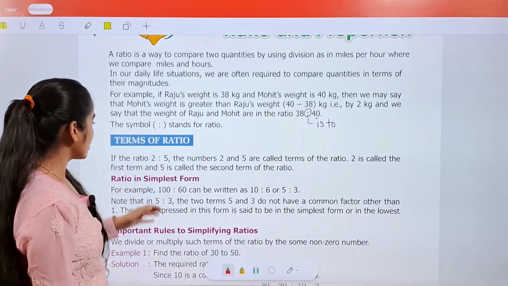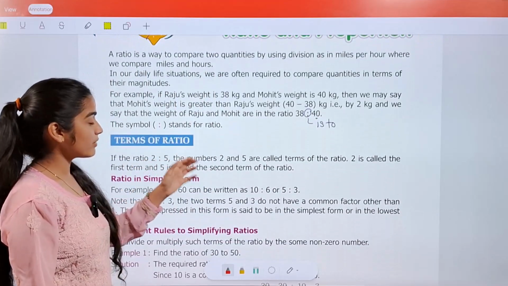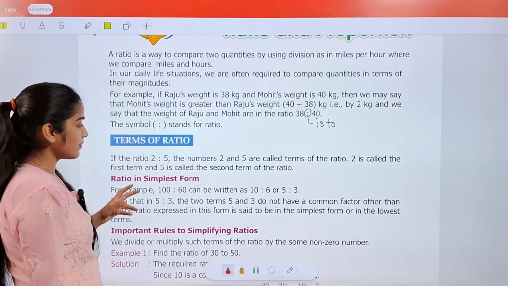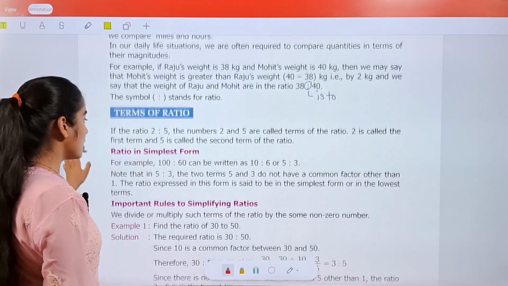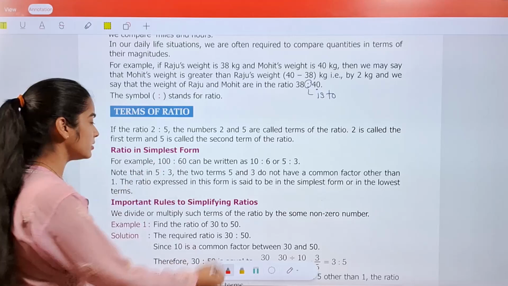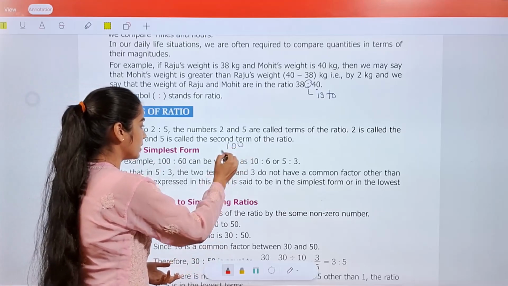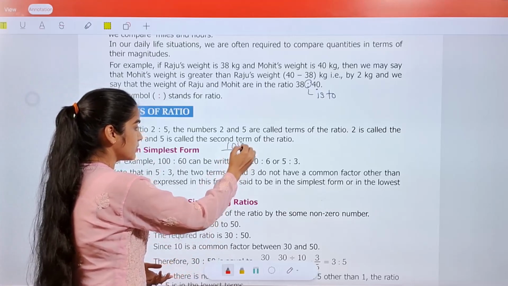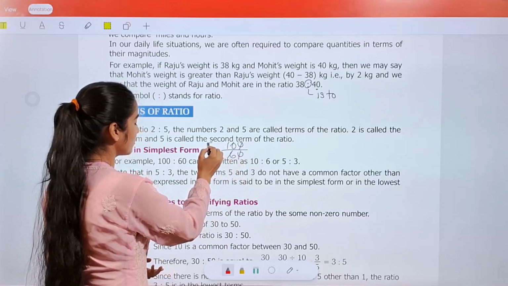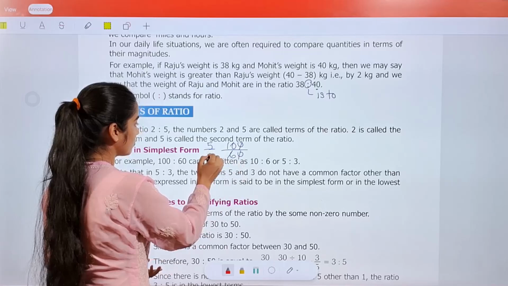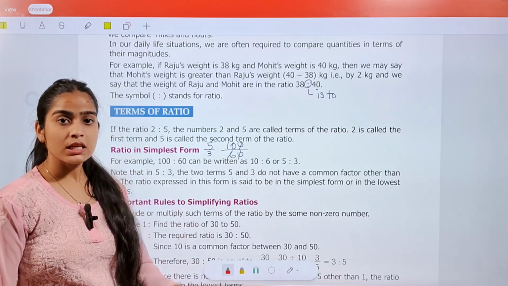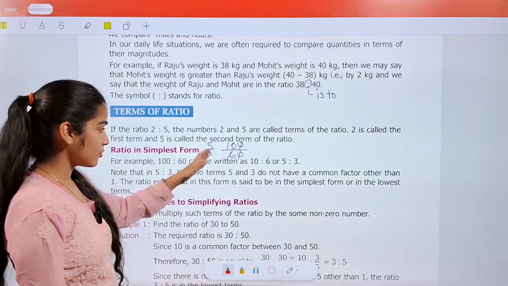Terms of a ratio. In the ratio 2:5, the numbers 2 and 5 are called terms of the ratio. 2 is called the first term and 5 is called the second term of the ratio. Ratio in simple form, for example, 100/60. How can we convert it into a simpler form? 100/60. The zeros cancel out, and with the help of the table of 5, 5 and 3, so 5:3. The same process we use in the simplification of a fraction, we have to apply here.